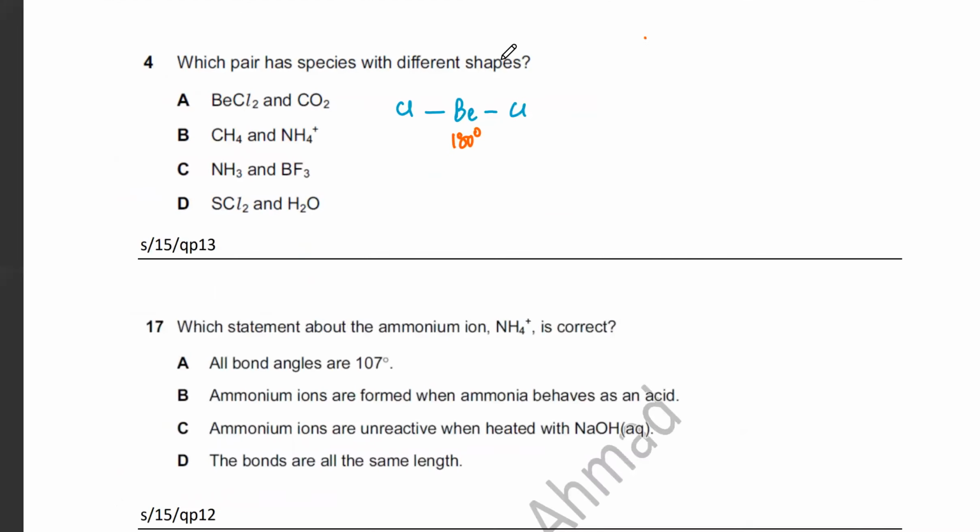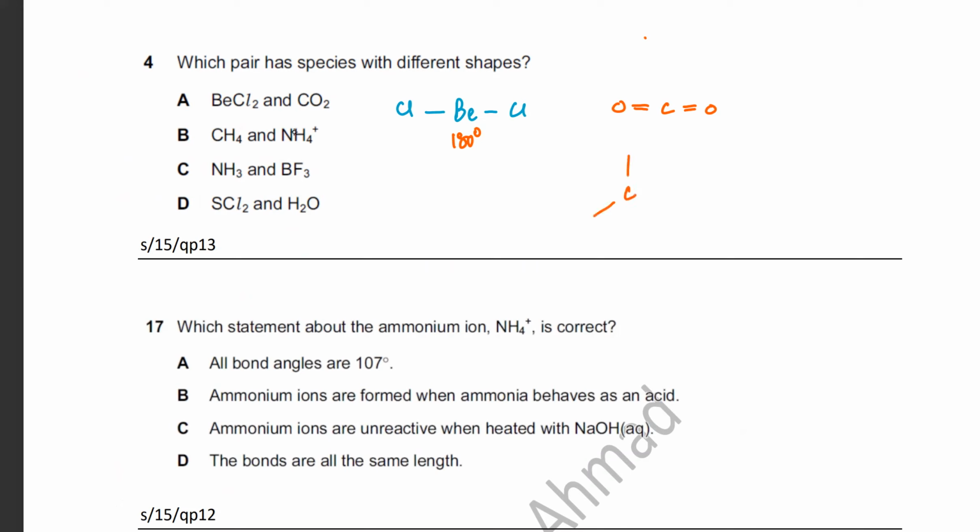Then the other one, it's carbon dioxide. We already did this. That would automatically be linear. Why? Because there are no lone pairs, just a pair of bonds over here and a pair of bonds over here. That's it. So what about CH4 and NH4+?